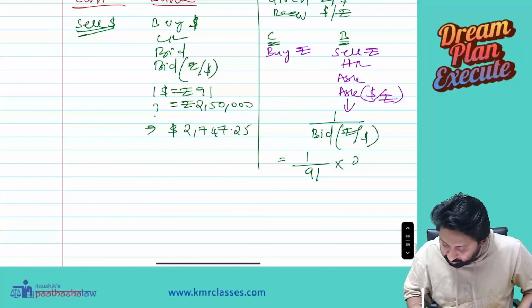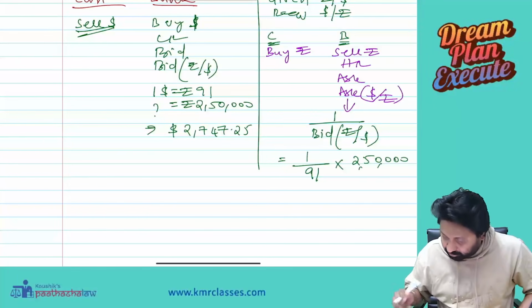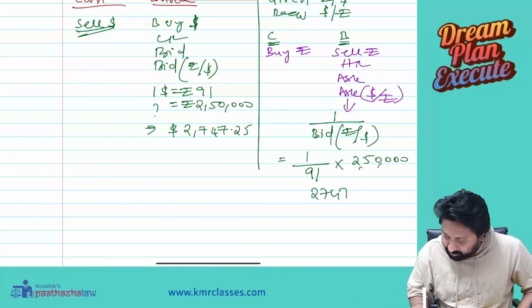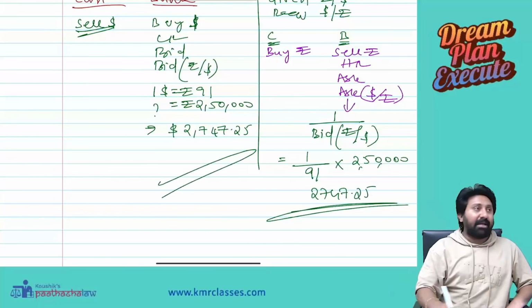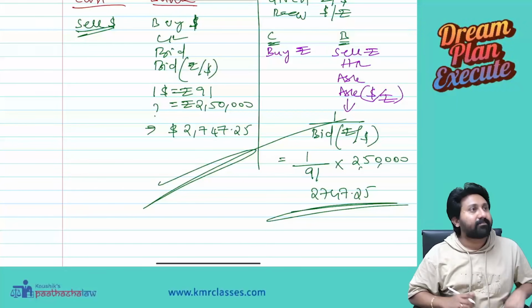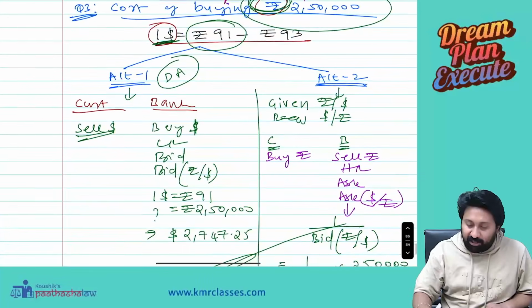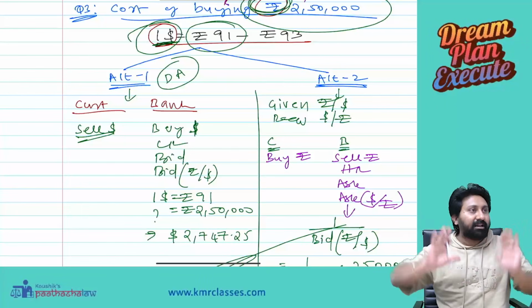Into how much rupee do you want? 2,50,000. So 2,50,000 divided by 91 is 2747.25. Again, the same answer came. So whether you go by transaction or by per unit, both give the same answer.